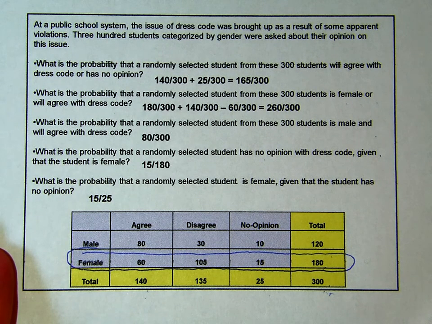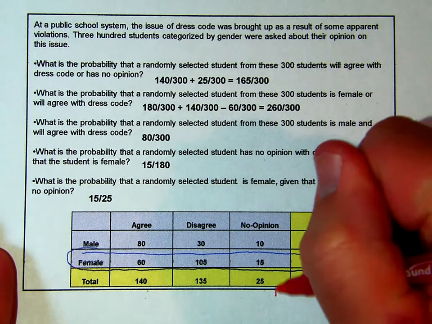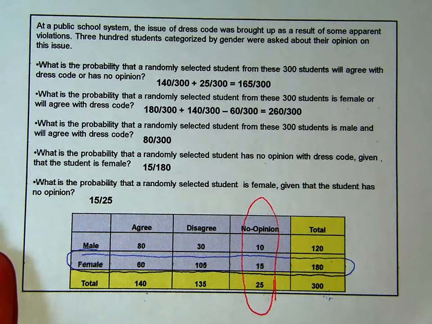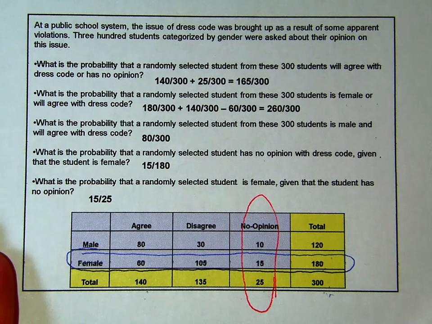Last problem from this slide. What is the probability that a randomly selected student is female given that the student has no opinion? So given that the student has no opinion means we're limiting ourselves to just those 25 people. So of those 25 people, what's the probability that the student is female? 15 out of the 25.